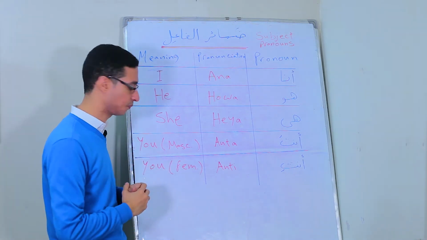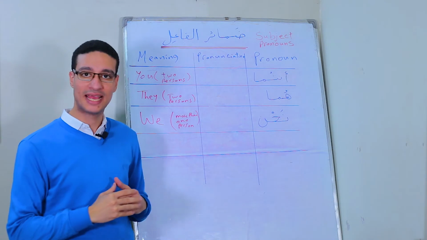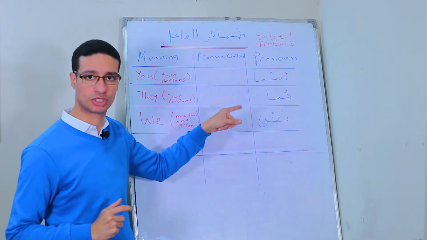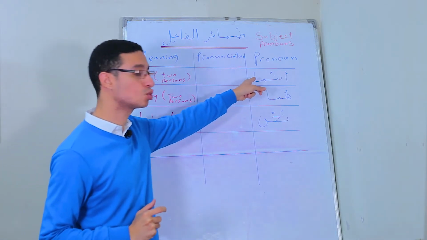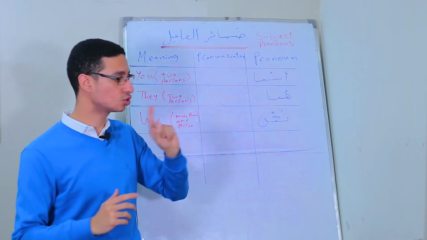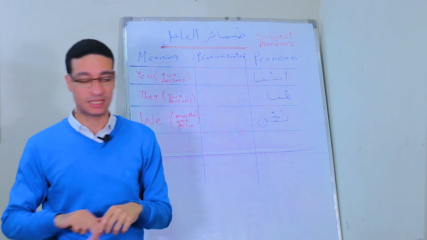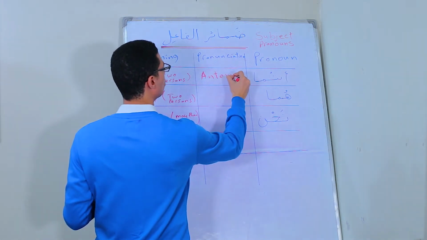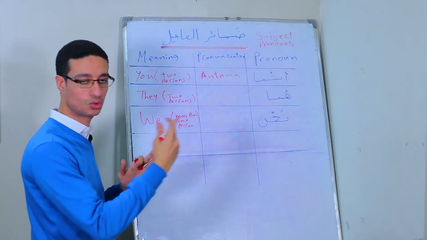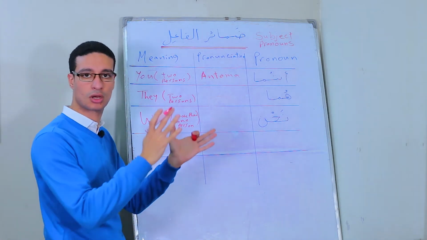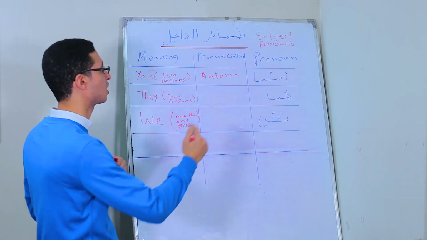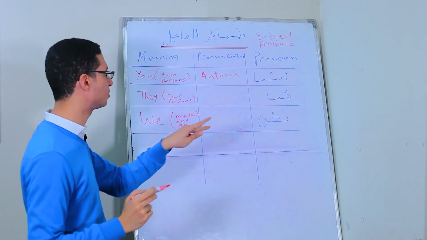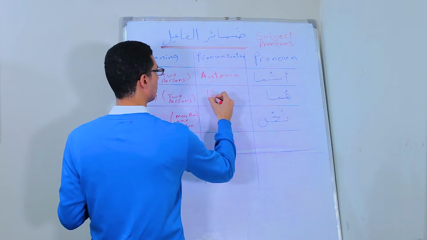Anti means you. Okay. The second group is the dual group. We have here only two different subject pronouns. The first one is antuma. So you're talking to two persons. Okay, and it's pronounced antuma. Here, if you're talking to two persons, it doesn't matter if these two persons are guys or girls, it doesn't matter. The second one is huma, they, but you're talking about two persons, so huma, okay, it's pronounced huma.